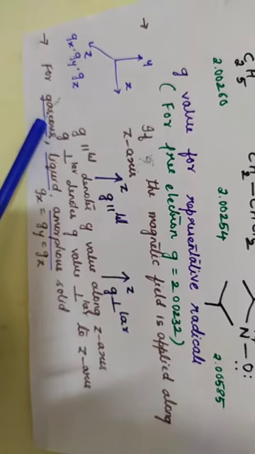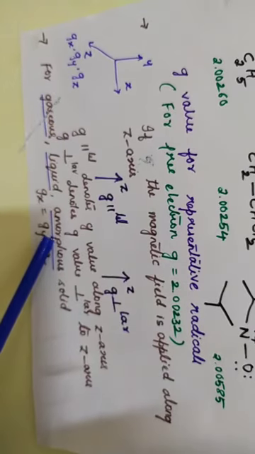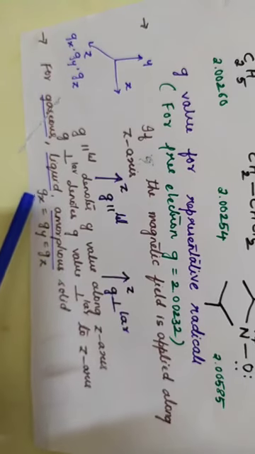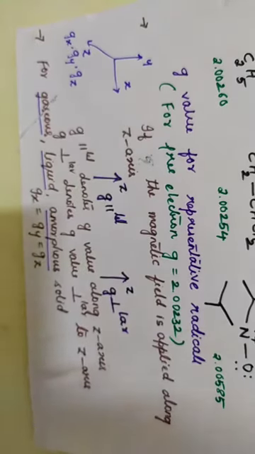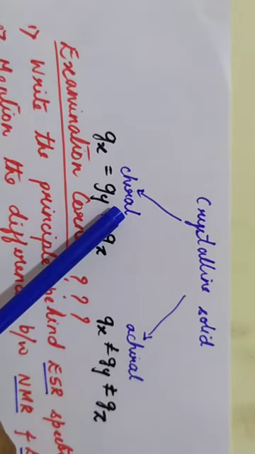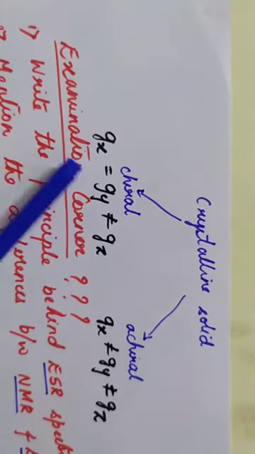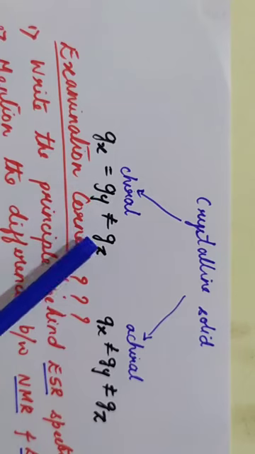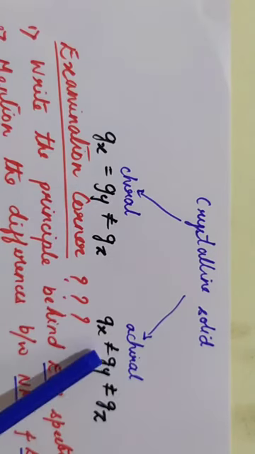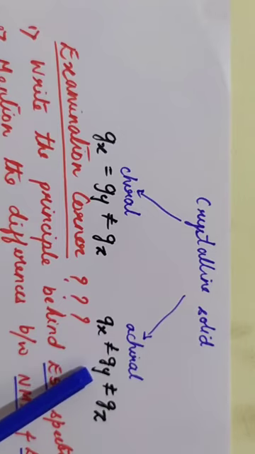And for gaseous, liquid and amorphous solids, G value in all the directions is the same, that is gx = gy = gz. But for a crystalline solid, if the solid is axial, then gx = gy ≠ gz, and for a rhombic crystalline solid, gx ≠ gy and gy ≠ gz.